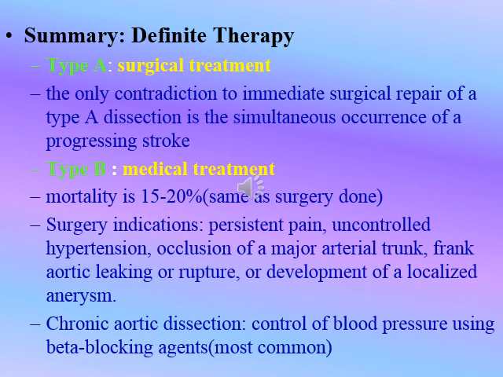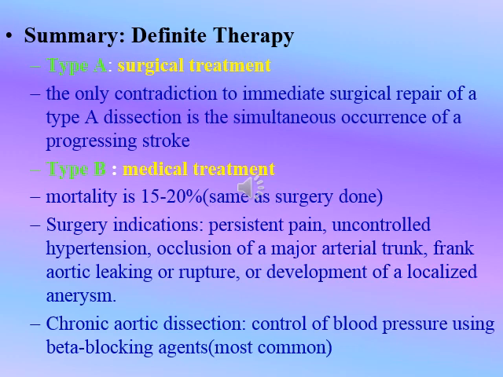Now, if a patient comes to me with chronic aortic dissection, the patient was controlled on medical treatment, his blood pressure was controlled, and he follows up by CT or MR, as we said, using the same modality every 3 to 6 months. Control of blood pressure here is a must.